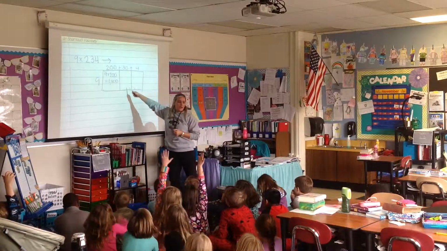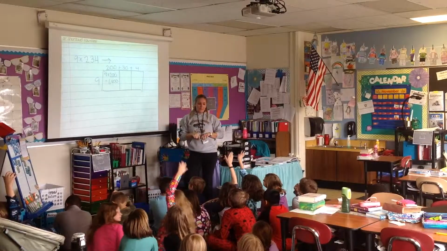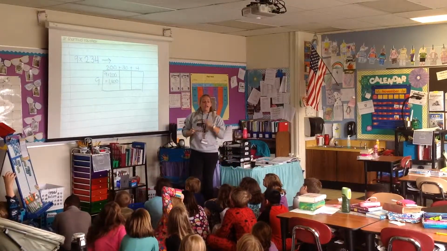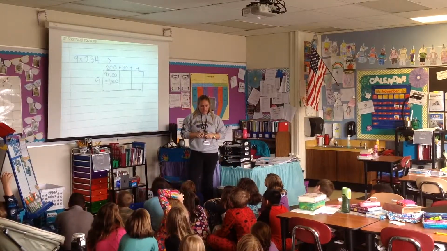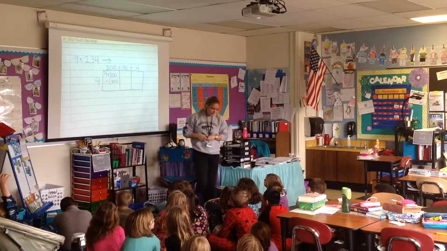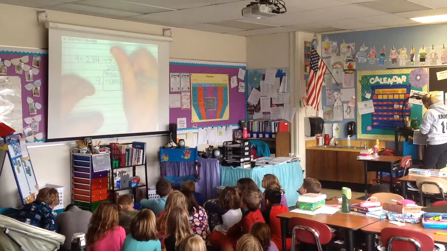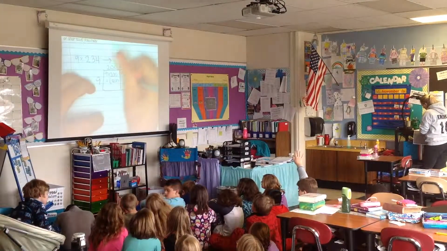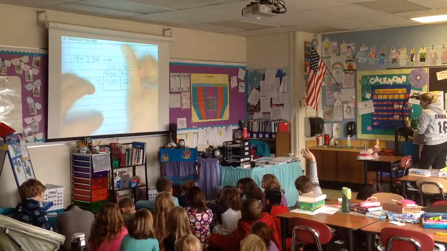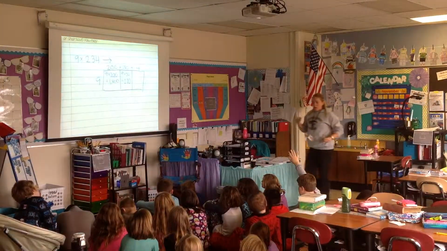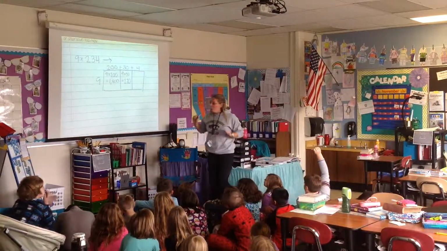What about this box, Thurston? What goes on in that box? 270. Can you explain what you're doing though for me? 9 times 30 is 270. Okay, 9 times 30 equals 270. So we did 9 times 3 and got 27. And then we added our 0.